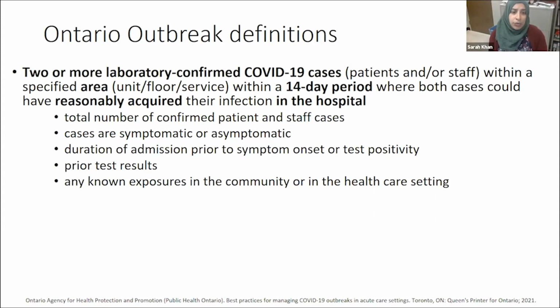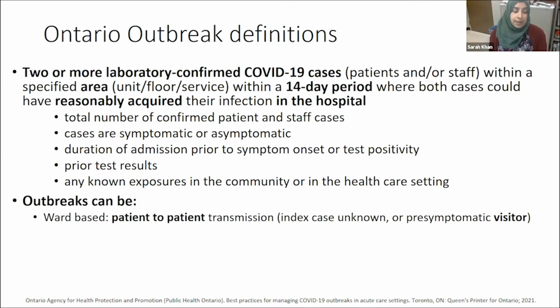And any known exposures in the community or in the healthcare setting can truly help you create an epi-link and understand the mode of acquisition, or how that transmission occurred. Now, outbreaks, as I've mentioned, can be patient-to-patient transmission, and that's how it can perpetuate. Sometimes the index case is known, and oftentimes it remains unknown.